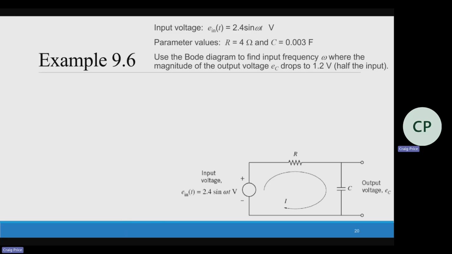Okay, this is example 9.6 from the textbook, which you're all so familiar with. You read all the time. The input voltage is sinusoidal. It has an amplitude of 2.4 volts. We have an R and a C value. We want to use the Bode plot to find the input frequency, omega, where the magnitude of the output voltage drops to 1.2 volts, or where it is half of the input.